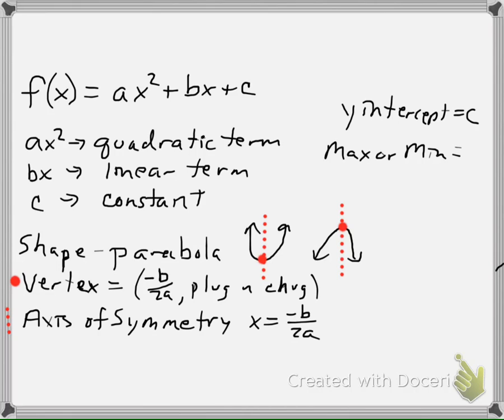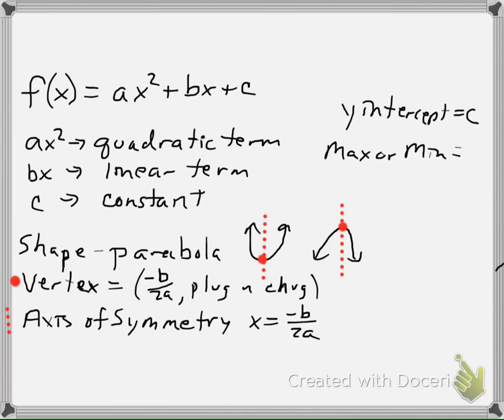Max or min. First of all, you have to decide if your parabola has a maximum or a minimum. It can't have both. An up parabola, a parabola that is going up, what does it have? It has a minimum. A parabola that's shooting off into the heavens does not have a maximum point because it goes up forever. But it does have a floor or a minimum. So up parabolas have minimums, down parabolas have maximums.